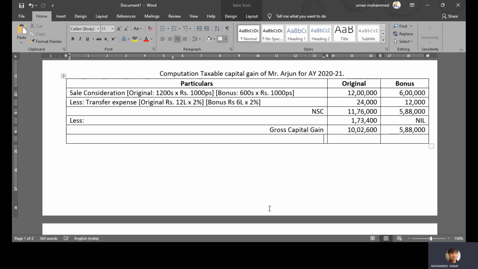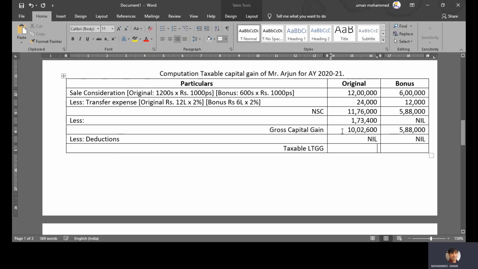Next we have deductions, which we will do later. So there is a separate topic for deductions, which we shall be doing a little later. So as far as the deductions in this question, there is no deduction applicable. So this will become taxable long-term capital gain. So that's your final answer.